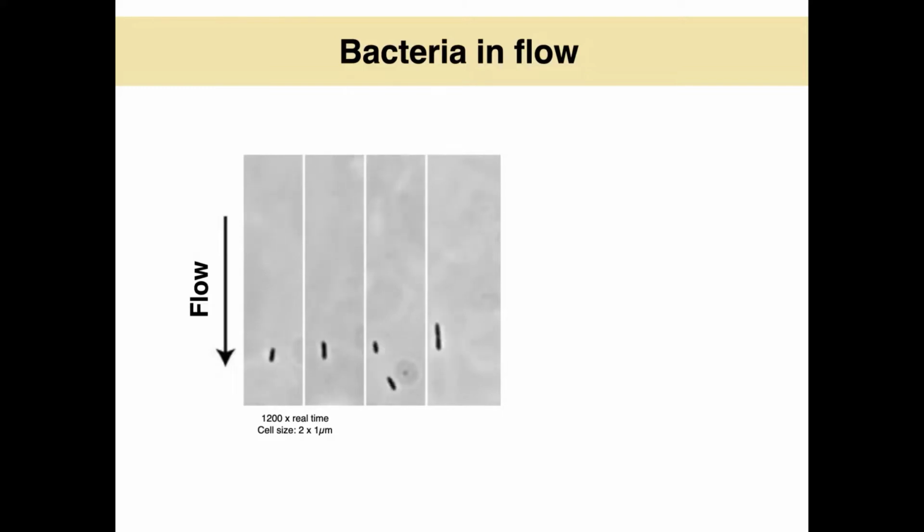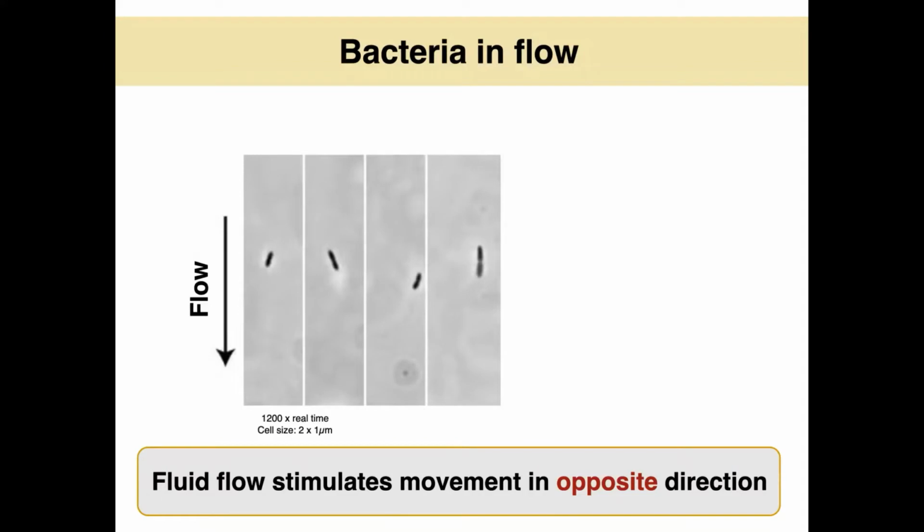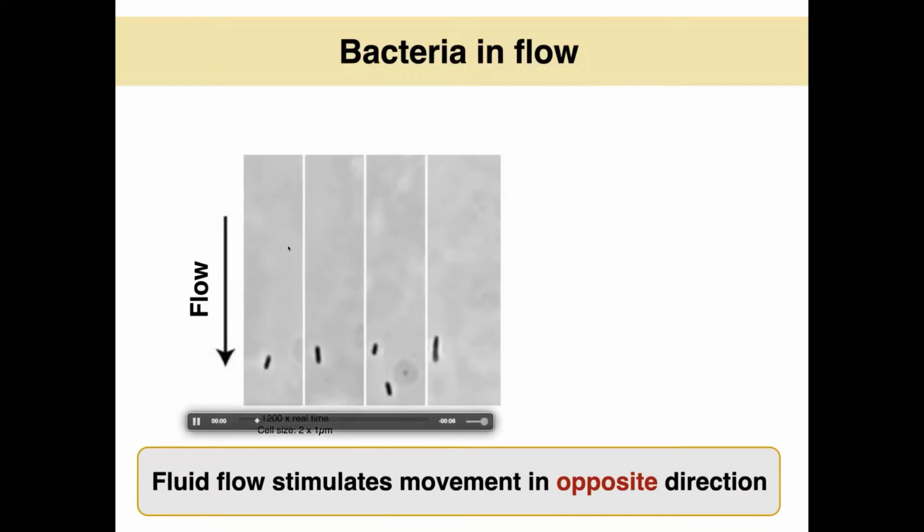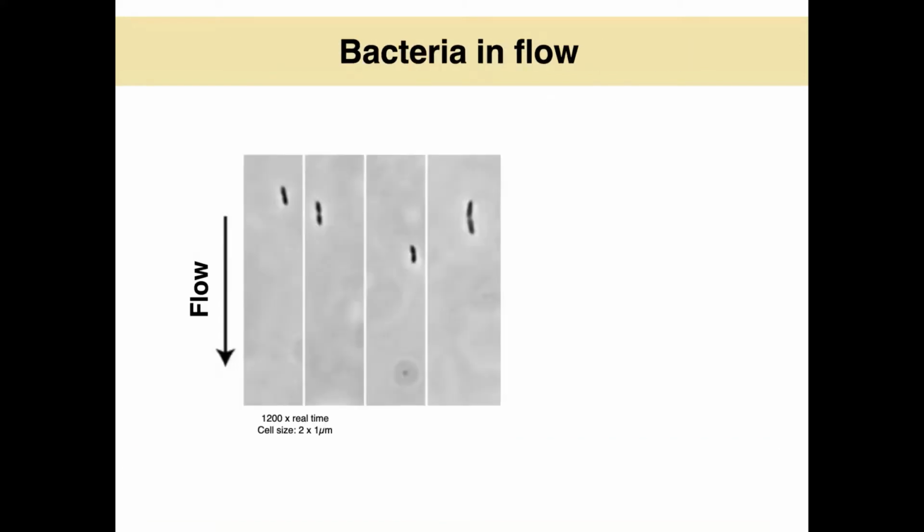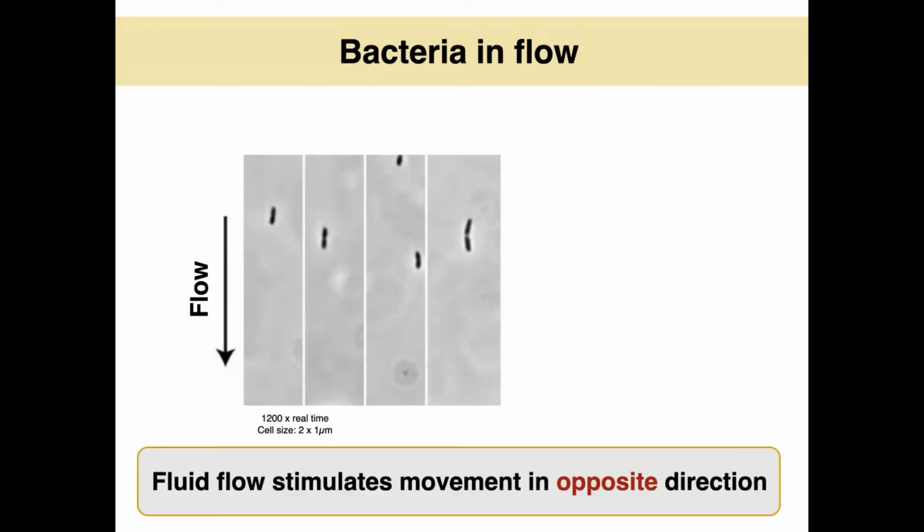This is one of the mechanisms that we described, basically flow is stimulating movement in the opposite direction. And we went on to describe the mechanism behind this. Basically, bacteria adhere to the surface and then the flow orients them so that the appendage that attaches them to the surface orients them upstream. And this leads to upstream behavior. So that's what happens at the single cell level, and that was very surprising and very interesting.